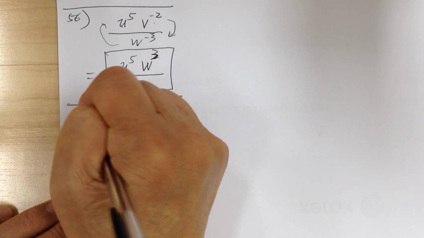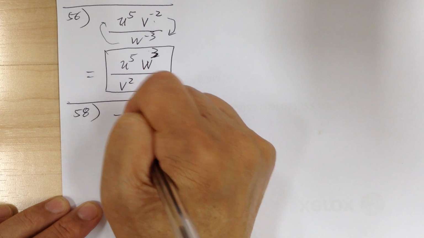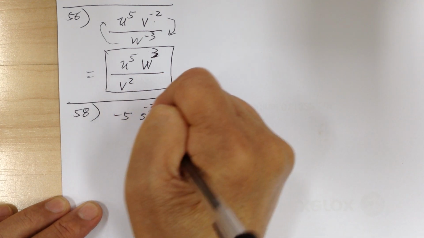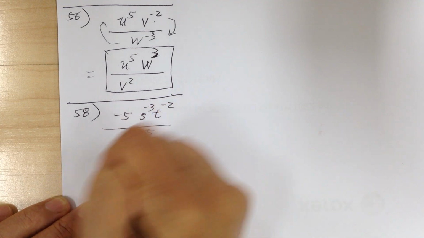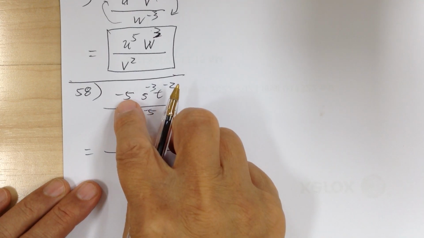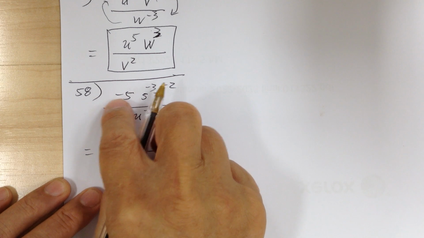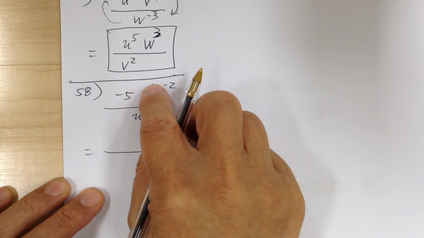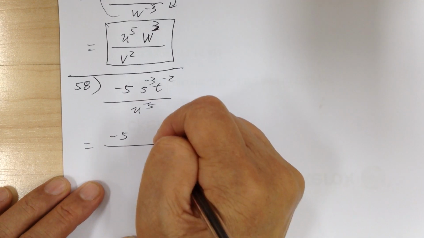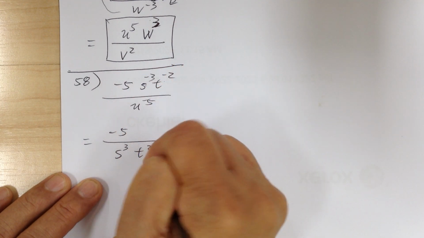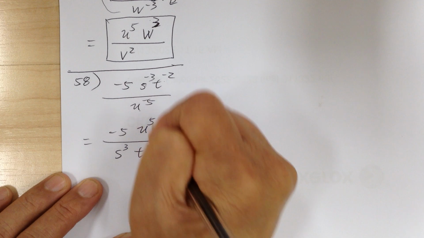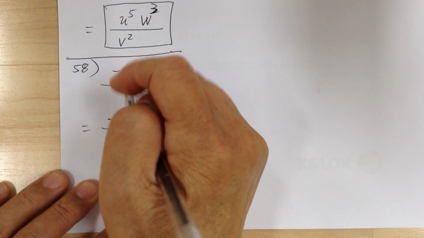Okay, 58. You have negative 5, s to the negative 3, t to the negative 2, over u to the negative 5. This one does not flip. Do not use the negative in the front to flip. Only the negative exponent gets flipped over. So this one flips to the bottom. This one flips to the bottom. This gets flipped to the top. Okay, and that's it.